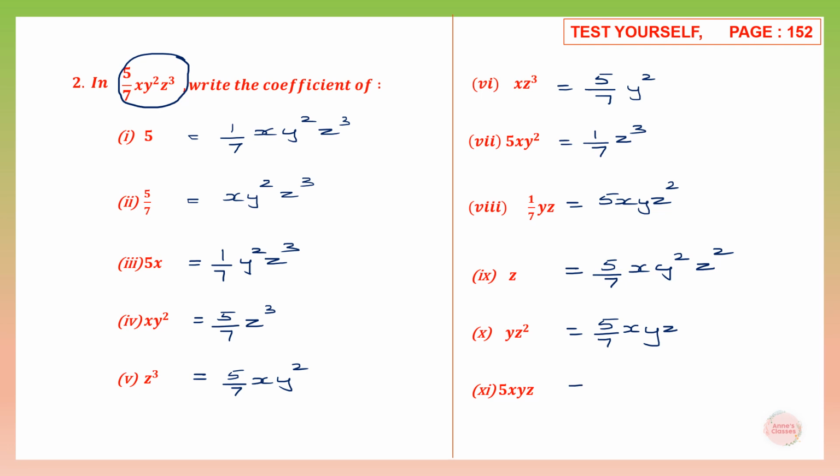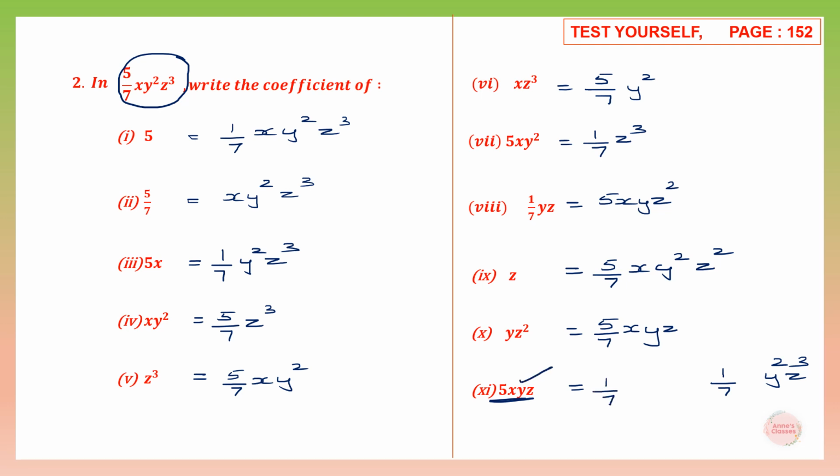Next one, we have to remove 5 x, y, z. So what's the question? 5 by 7 x, y square z cube. So let's remove what is asked here. So here 5 x, y, z. Let's remove 5. So when we remove 5, remember we have to put 1 there because it's part of a fraction. Let's remove x. Okay, so now what do we have? Let's write first 1 by 7.